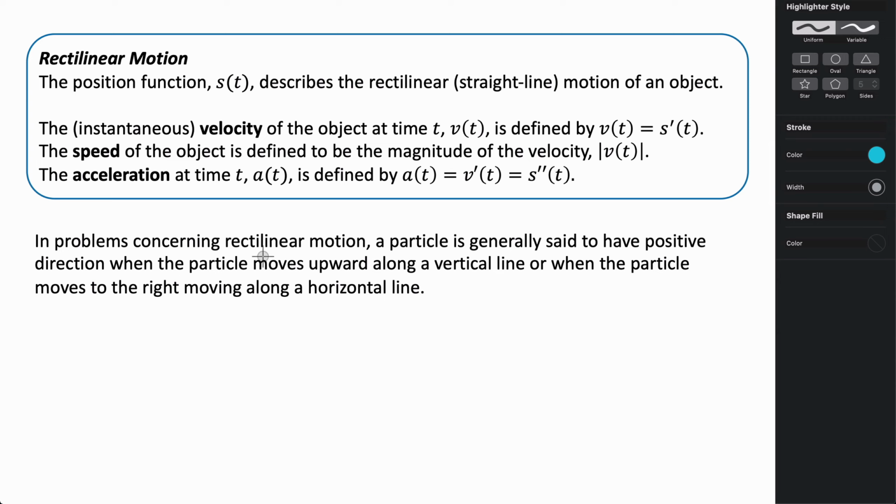When we're looking at rectilinear motion problems, a particle is generally said to have a positive direction. The direction is considered positive when the particle or object is moving upward along a vertical line, or when it moves to the right along a horizontal line. So if you're moving in a horizontal direction, moving to the right is positive and moving to the left is negative, as far as the velocity or direction is concerned. Moving up is positive and down would be negative. That's an important thing to note when you're talking about the velocity.